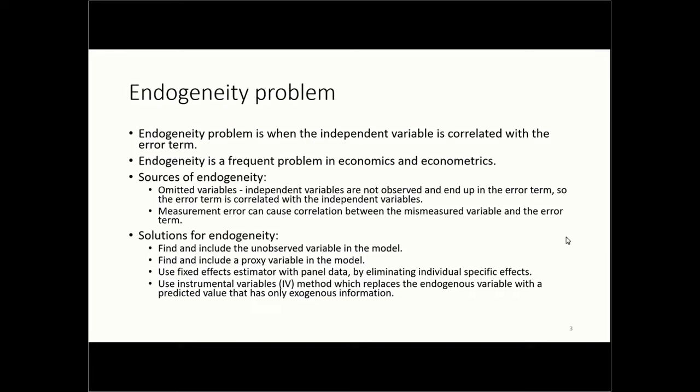So, a few solutions for endogeneity. The best possible solution is, if there is an omitted variable, to find and include the unobserved variable in the model. Now, if such a variable is not available, then a second best solution would be to find and include a proxy variable in the model instead, standing in place of the unobserved variable. We also discussed using the fixed effects estimator with panel data, and doing so would eliminate the individual specific effects that may be correlated with the error term.